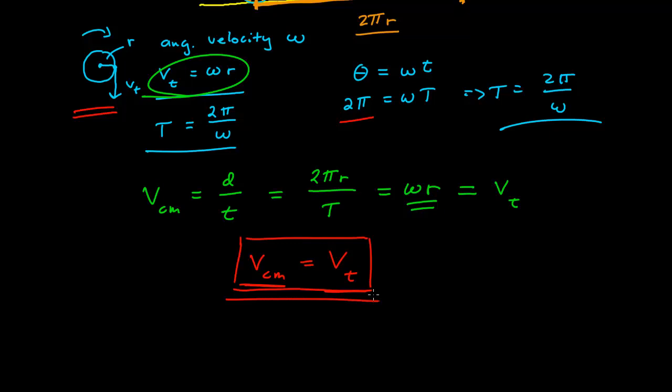And now if at any instant in time the system is accelerating, we can differentiate both sides, and we get the acceleration of the center of mass is equal to the tangential acceleration, which is equal to alpha times the radius. Remember, this is equal to omega r.